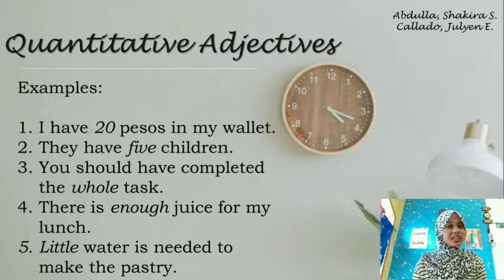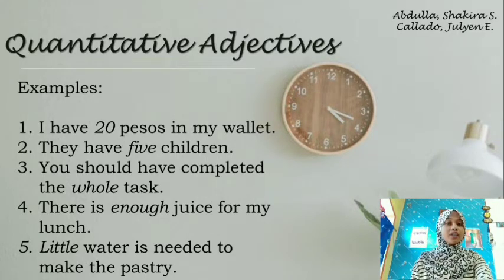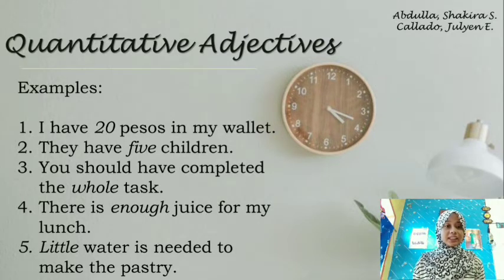Our quantitative adjective here is enough, and it modifies the noun juice, and it answers the question, how much? Enough juice. Number 5, little water is needed to make the pastry. So our quantitative adjective here is little, and it answers the question, how much? Little, and it modifies the noun water.